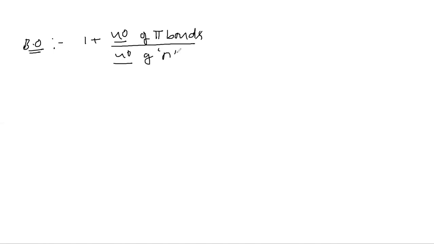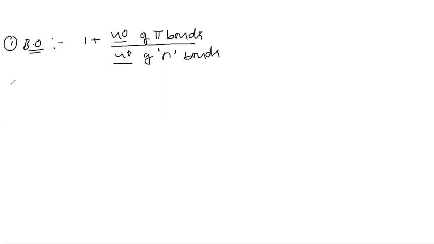Hi guys, good morning. Yesterday we discussed a few methods to calculate the bond order by using formulas. So today I am going to discuss one more method to calculate the bond order. Yesterday we discussed that bond order is equal to 1 plus number of pi bonds by number of sigma bonds.